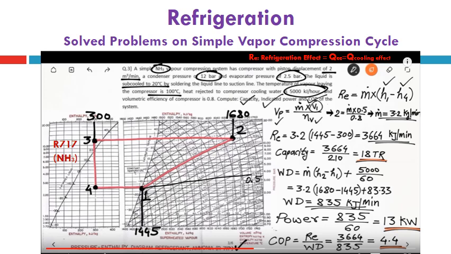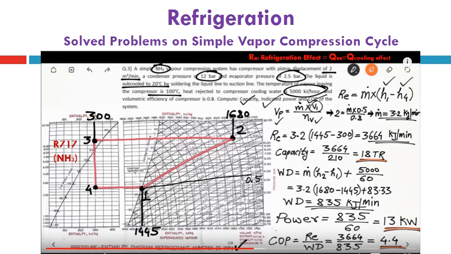If we need to transform it to per second, we have to divide by 60. Then we can get the cooling effect, Q cooling effect or refrigeration effect, nomenclature here in this solution RE, equals 3.2, which corresponds to the m dot refrigerant, multiplying by H1, which has been gotten from the chart, 1445 minus 300, which corresponds to H3 and H4. We can get that the RE equals 3664 kilojoule per minute.